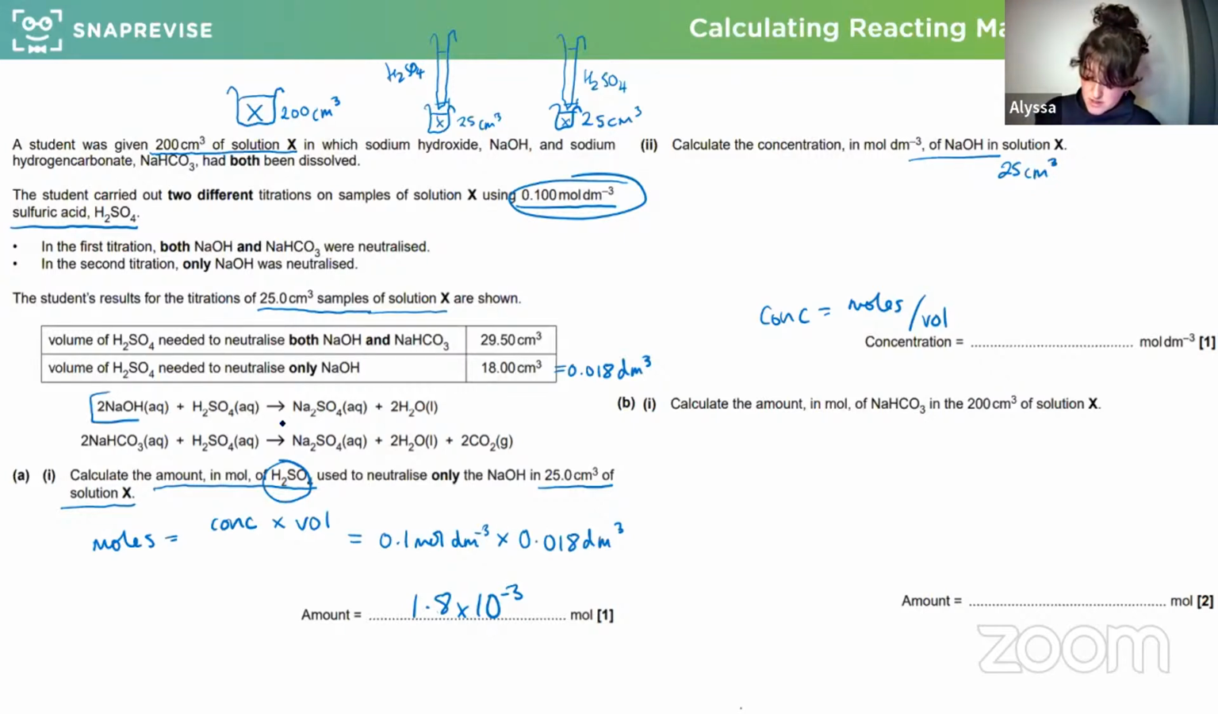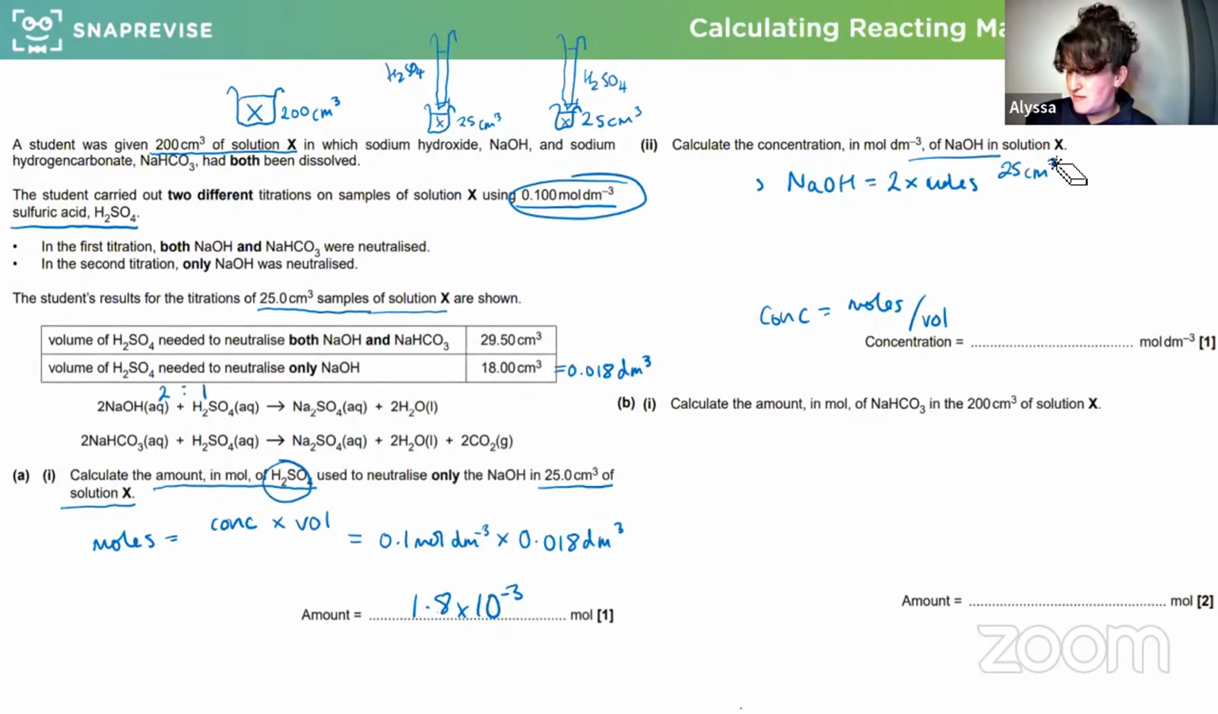So I need to use my reacting ratios. If I have one lot of sulfuric acid, I will use up 2 lots of sodium hydroxide. So they are in a 2-to-1 ratio. It doesn't matter which way around you think of it, but I'm going to think about it in terms of I will always have twice as much sodium hydroxide as I have sulfuric acid. So if I have 1.8 times 10 to the minus 3 moles of sulfuric acid, I must have twice as much sodium hydroxide.